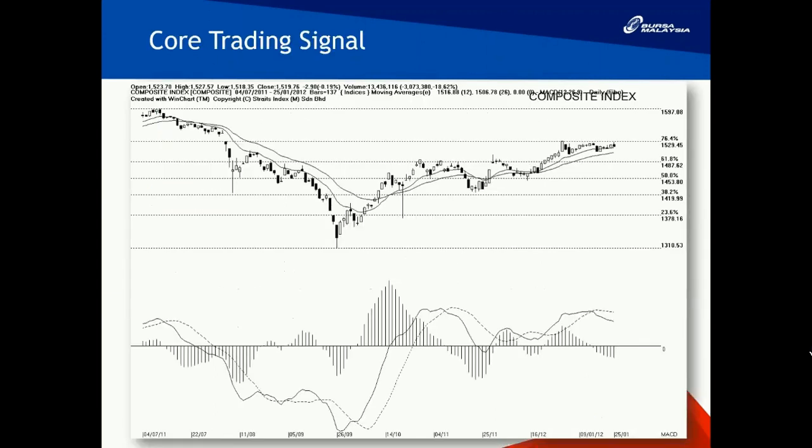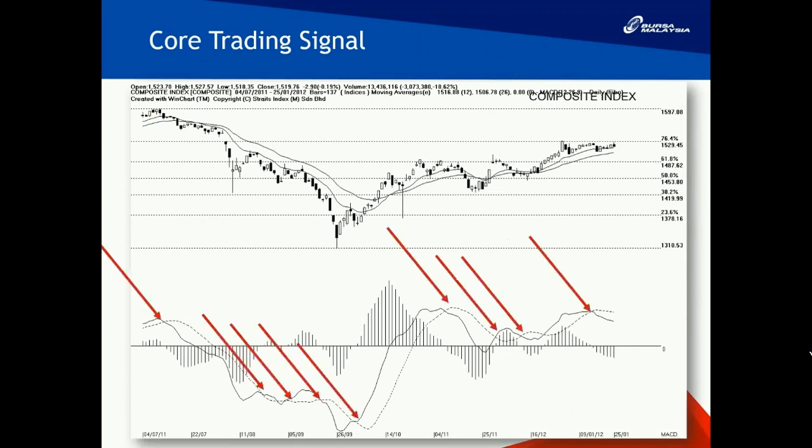So, okay, what is the trading signal? The trading signal can be as simple as this.